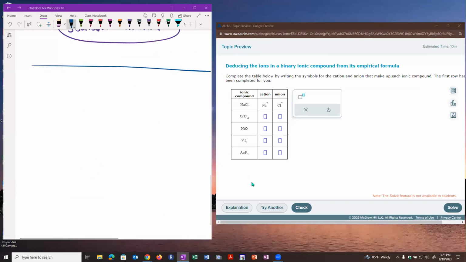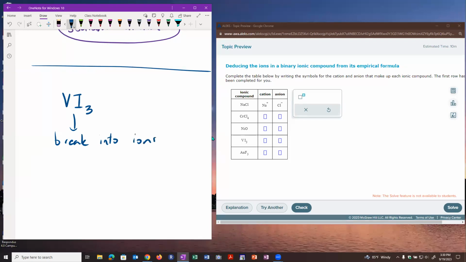All right, so now we're given formulas and we need to figure out the cations and anions that make up each of the ionic compounds. So really what we're trying to do here is to figure out what are the components of these things. So for example, let's do the second to last one, VI3. Okay, so we're going to take this and we're going to break it into its ions. That's what we're trying to do.